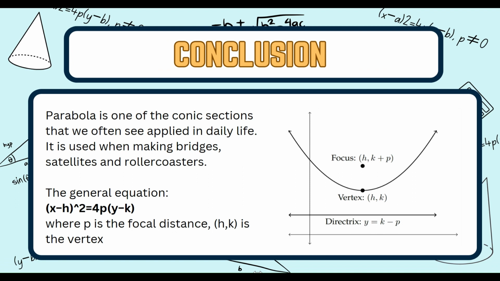Parabola is one of the conic sections that we often see in our daily life. We use it to make bridges, roller coasters, and satellites, like explained earlier. The general equation for a parabola is stated in the slide that is shown, where p is the focal distance and (h, k) is the coordinate for the vertex. So that's it for me.